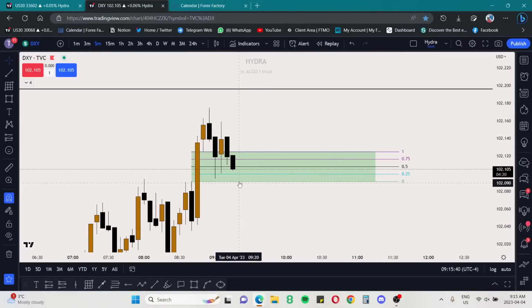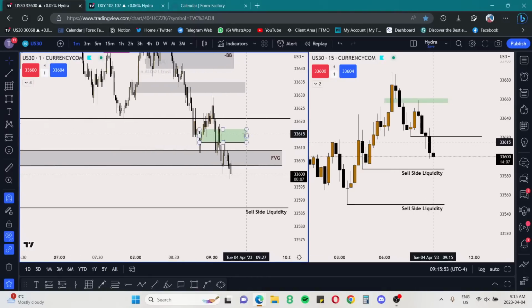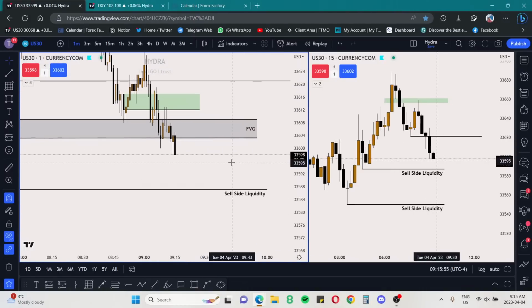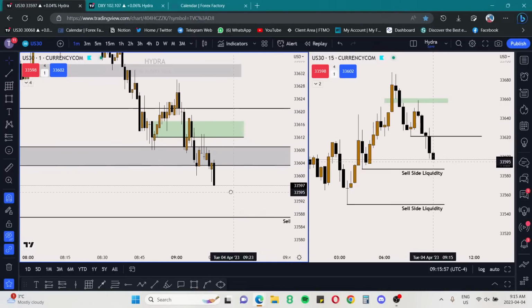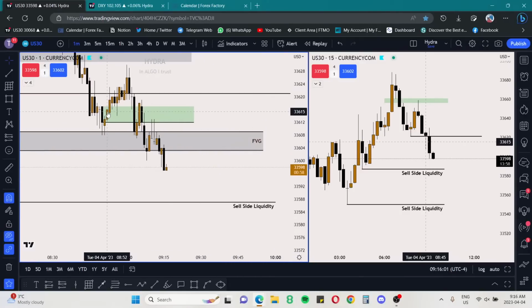So far, we can only see wicks below the midway. So as long as price is not closing a candle's body below the midway, we are safe. It's 9:15. We have 15 minutes until the opening. And just look at this, bro. It's happening live in front of you.